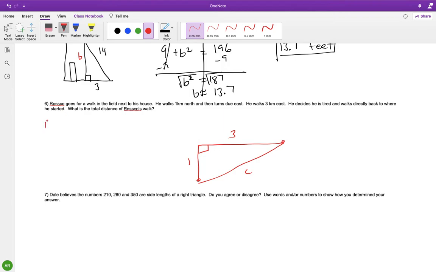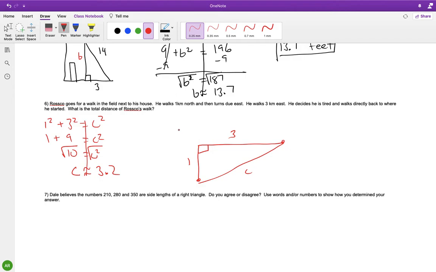So I'm going to do the math over here. 1 squared plus 3 squared equals C squared. So we have 1 plus 9 equals C squared. 10 equals C squared. Square root of 10 is going to be a little bit more than 3. Let's figure that out exactly. We'll call that 3.2. It's about 3.2. Let's round it to the tenth per the instructions.